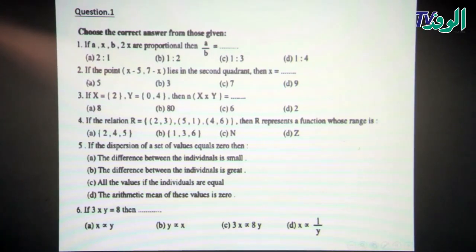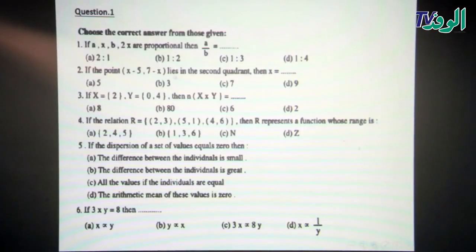Number 2. If the point x minus 5, 7 minus x lies in the second quadrant then what is the value of x? حبايبي go back كده للفور quadrants هنلاقي ان في الفيرست quadrant x and y الاتنين positive but in the second quadrant x is negative and y is positive. يبقى لما اجي اروح للسؤال ده لازم اختار واحد من الاربعه choices دول what makes okay the x negative and y positive. تعالوا نجرب 5 كده.